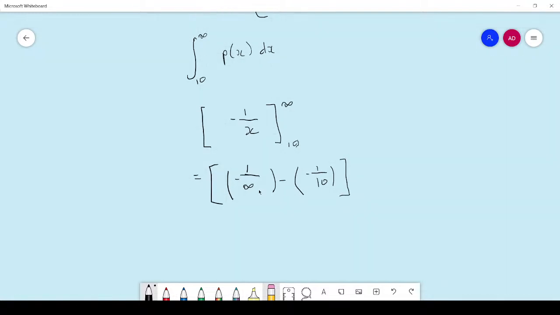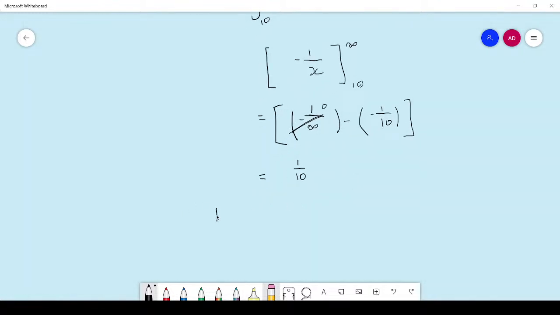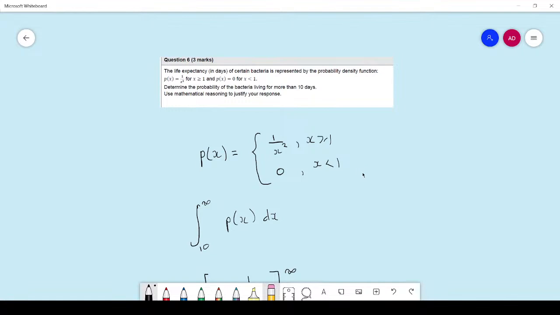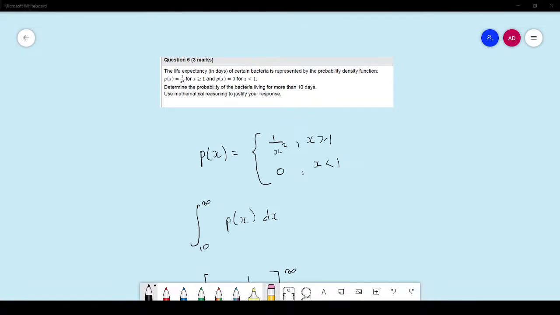Right, so this here, something divided by infinity is just going to converge to 0. Because it's such a big number, it's just going to converge to 0. And here we'll have negative times negative 1/10, so we should have positive 1/10. Negative times negative is positive. So here is our probability that the bacteria lives for greater than 10 days. So probability bacteria lives for more than 10 days equals 1/10.